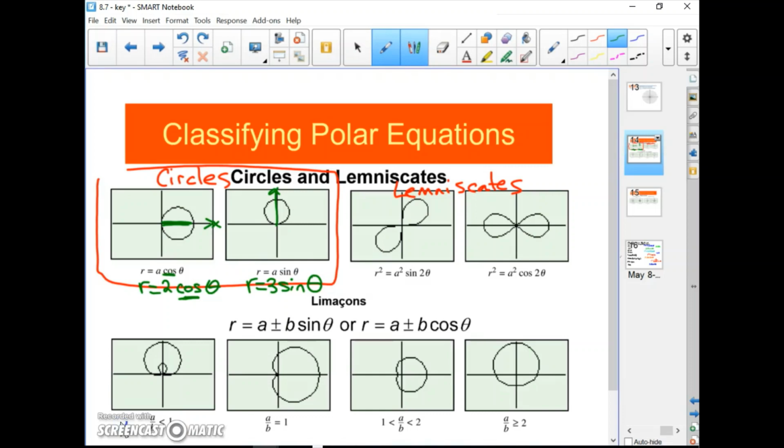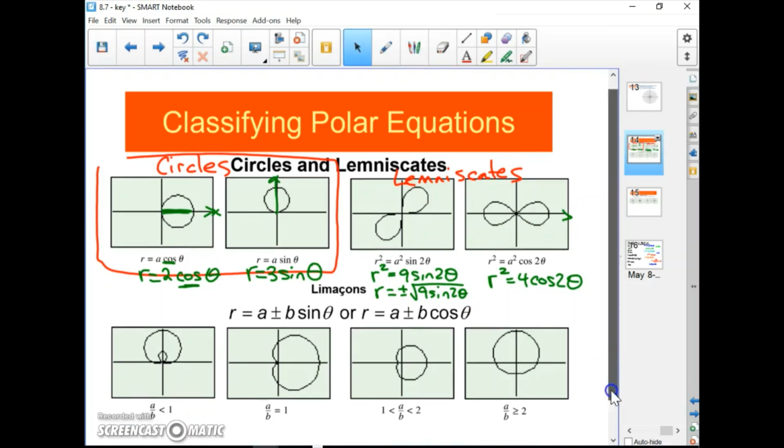So this lemniscate over here might look like r squared equals 9 sine 2 theta. Or sometimes you'll see it, if they square root both sides, as plus or minus the square root of 9 sine 2 theta. And then this other one, r squared equals 4 cosine 2 theta. Again, if you see that cosine, you're going to see something lying on the x-axis. Cosine goes with x, sine goes with y.